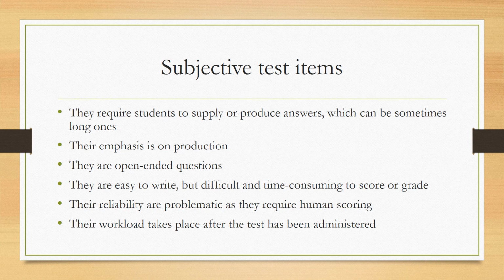So here, why do we call them subjective? Because here their scoring is going to be done by the teacher. So we need a human element here. And when we need teachers or scorers to score the test, this means that the reliability can be affected. The reliability of the test can be affected. What else? Their emphasis is on production. Because we said that the students have to produce their answers. They are open-ended questions. They are not limited to one answer.